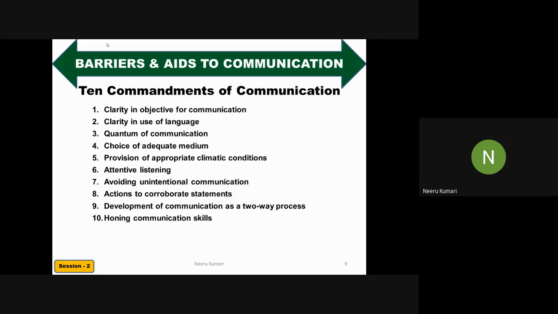And if there is any unintentional communication, what do we understand by unintentional? Say, for example, if I say something to someone, and if I've hurt his emotion, if I've hurt his or her feeling, if I've hurt his or her understanding, or if I did not respect him or her, don't you think that the person will never listen to me? Unintentionally, we many a times share wrong communication. Hence, we should avoid it.